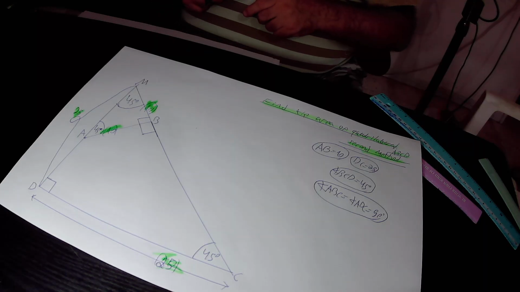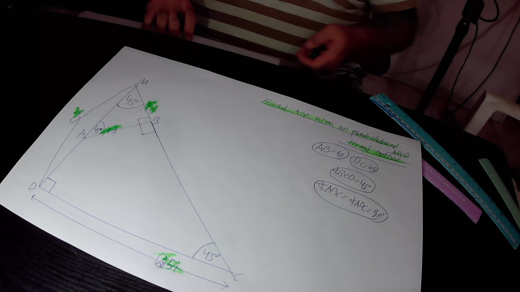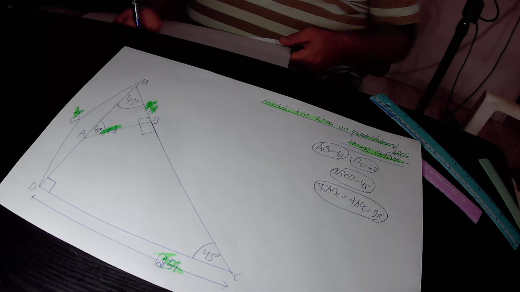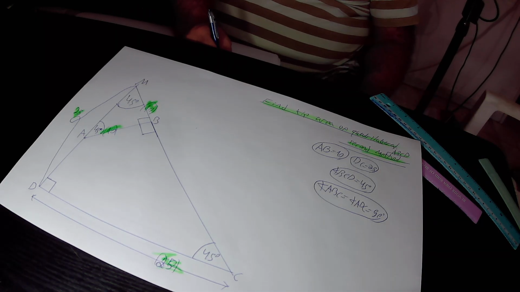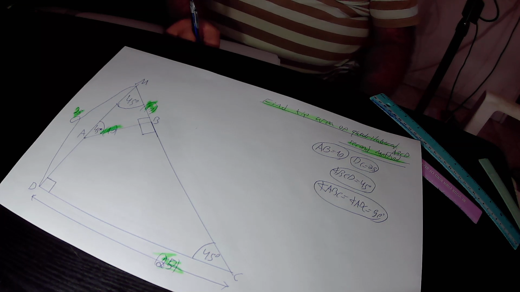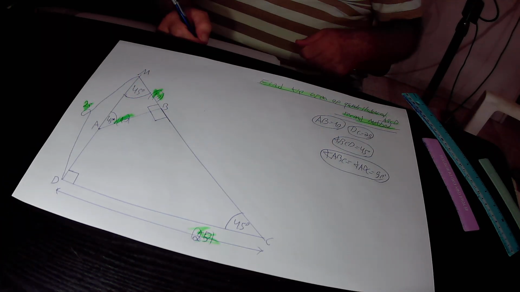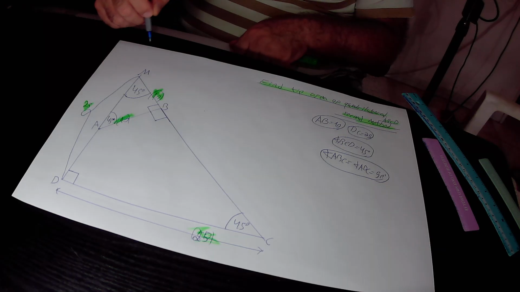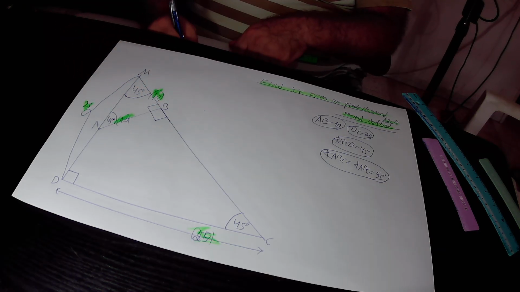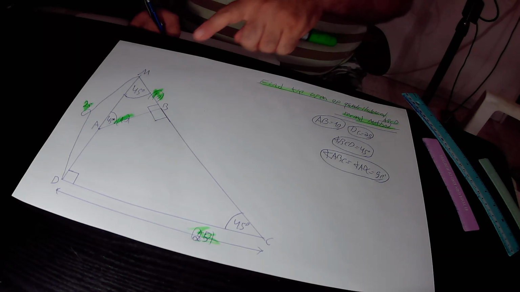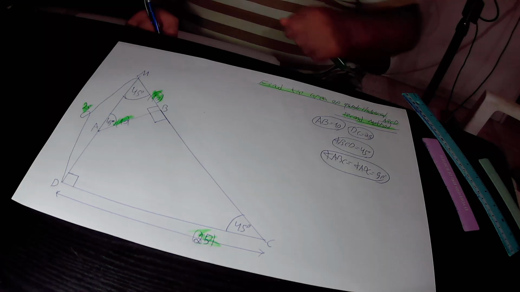What is the area of quadrilateral ABCD? From the drawing, it is very easy to see that the area of this quadrilateral ABCD equals the area of the big right triangle MDC minus the area of the small right triangle ABM.